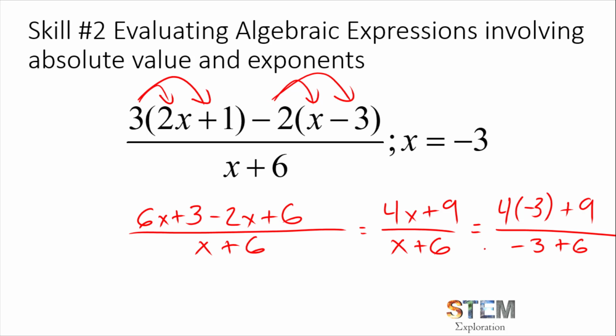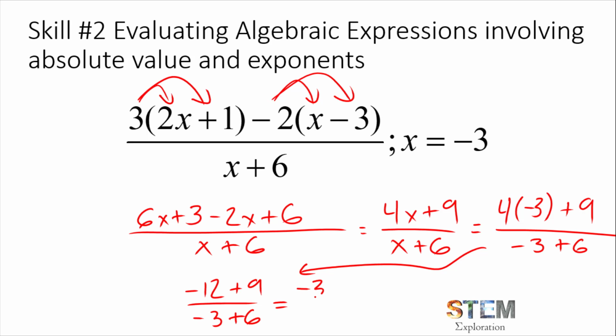All right, I'm going to run out of space here. So 4 times -3 is -12 plus 9. So I'm now plugging in -3 for x so I can evaluate the expression. -3 plus 6. Okay, -12 plus 9 is -3. -3 plus 6 is +3. All right, and if I simplify that out, it's -1, and that would be my answer in this given circumstance.